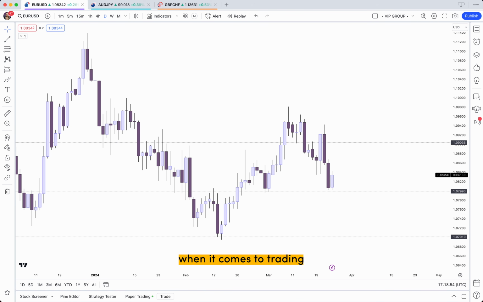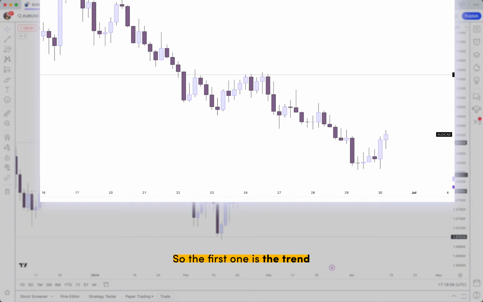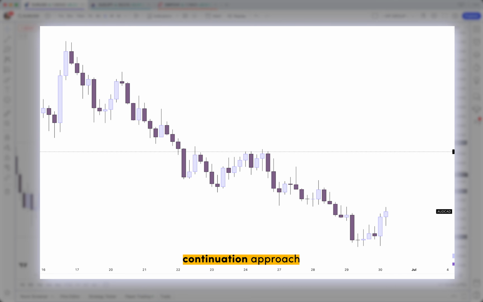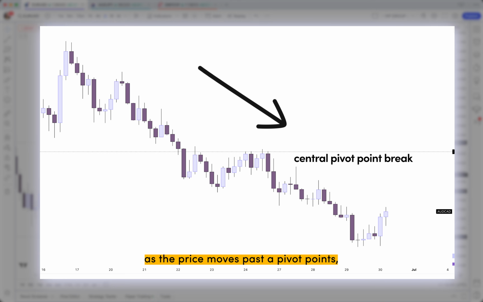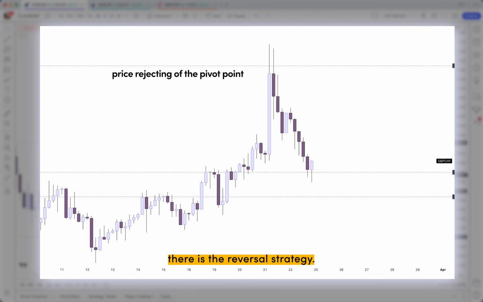Now guys, when it comes to trading these pivot points, you have essentially got two main strategies. So the first one is the trend continuation approach, where you basically enter the trades in the direction of a trend as the price moves past a pivot point, which once again signals that the trend is likely to carry on. And following that, there is the reversal strategy. So this approach focuses on identifying potential turning points in the market.